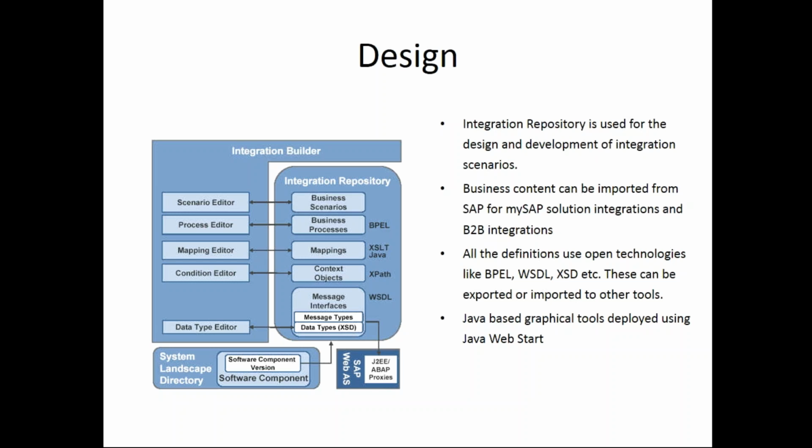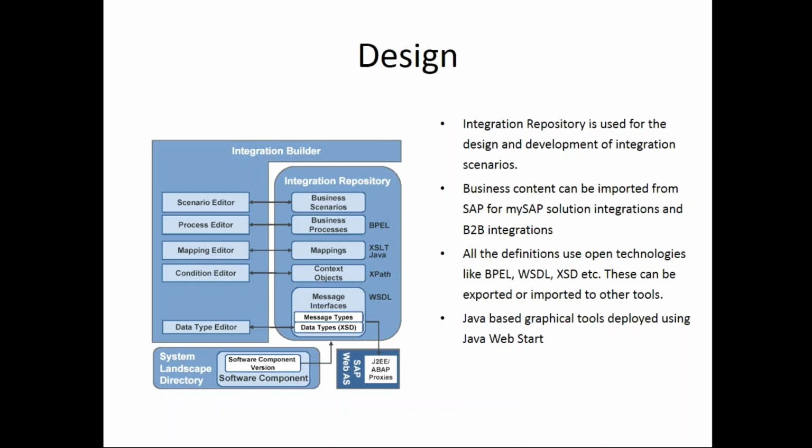There are three types of mapping possible in your PI. You have first your graphical mapping or message mapping. Then you have Java mapping. If you have ever heard of Java mapping, you can write your code in Java, in your Eclipse, and you can import that same mapping in your PI, and that would be enough.